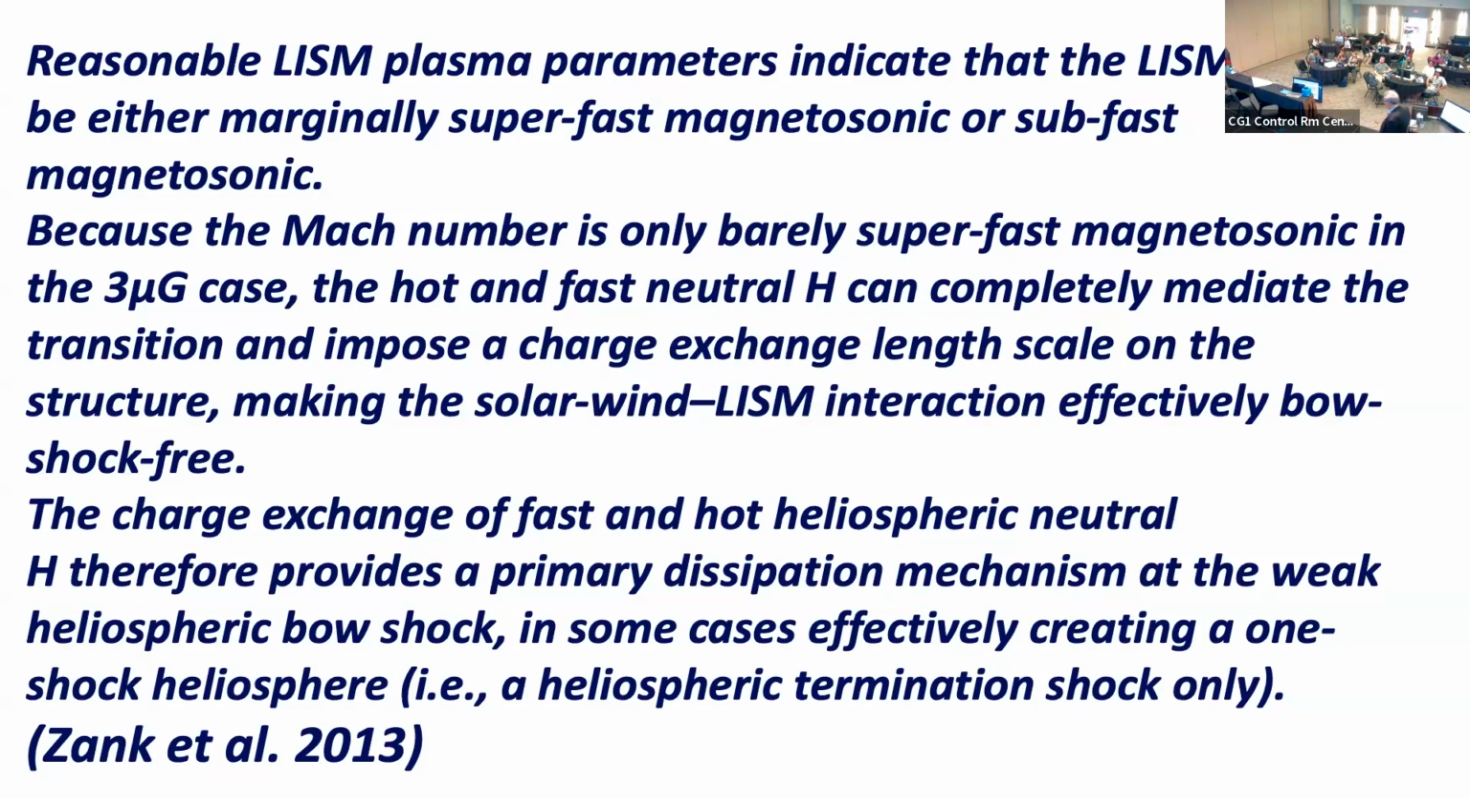This is from Gary Zank's 2013 paper. Basically, it's saying that because the difference in speeds is very small, it may be slightly super fast magnetosonic, but not dramatically. It depends on the intensity of the interstellar magnetic field, and therefore charge exchange might play the role of dissipation, allowing a smooth bow wave rather than a bow shock.